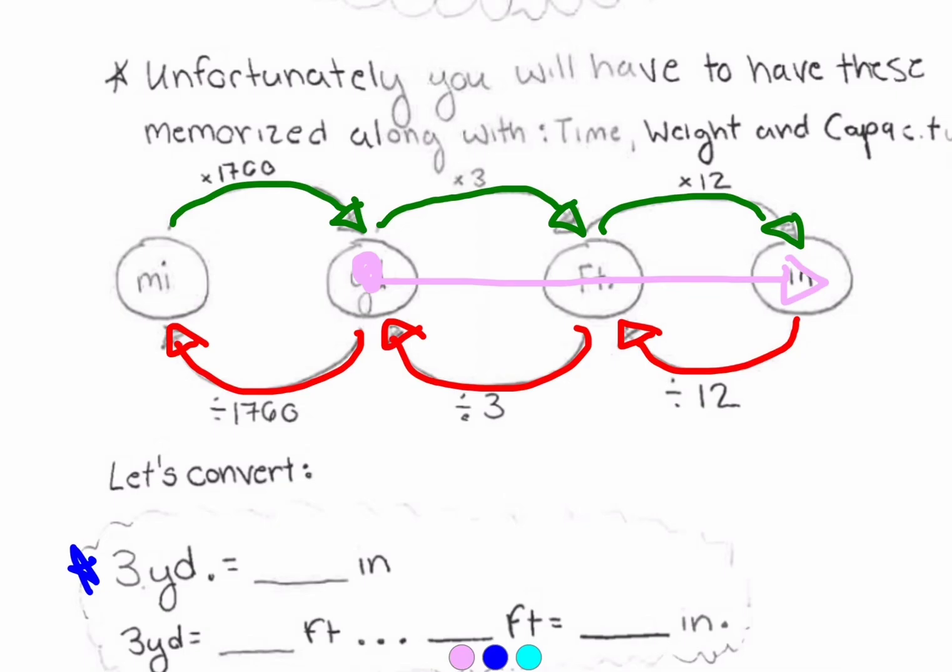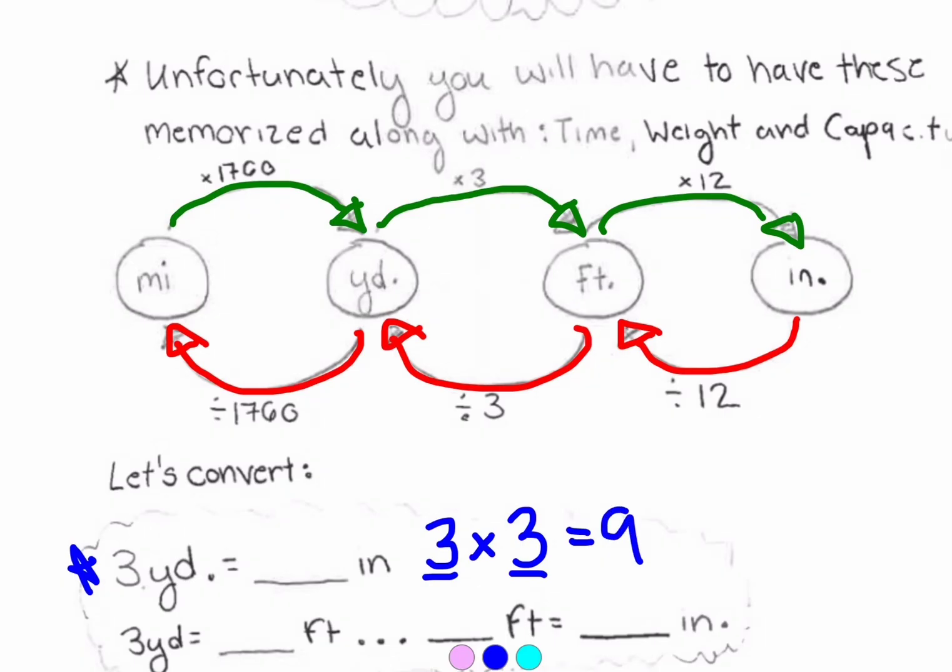To go from yards to inches, I'm working my way to the right. So my green arrows are going to push me that way because they're jumping over this way. That means I need to figure out, okay, I'm going from yards to feet. So how would I work that out? Because I've got to go one step at a time. If I have 3 yards, there are 3 feet in 1 yard. So 3 times 3 is 9.